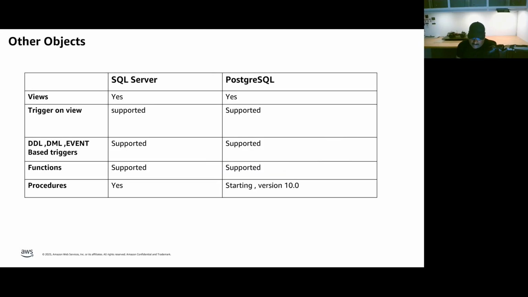So the other objects, like views, it supports all the objects, like views, triggers on views, DDL, DML, and event-based triggers, and functions and procedures. Everything whatever is there in SQL Server is supported by Postgres as well, with a few differences. And these differences I'll cover in the upcoming slide, especially on when to choose functions over procedures, that you need to know. So the next section is development.